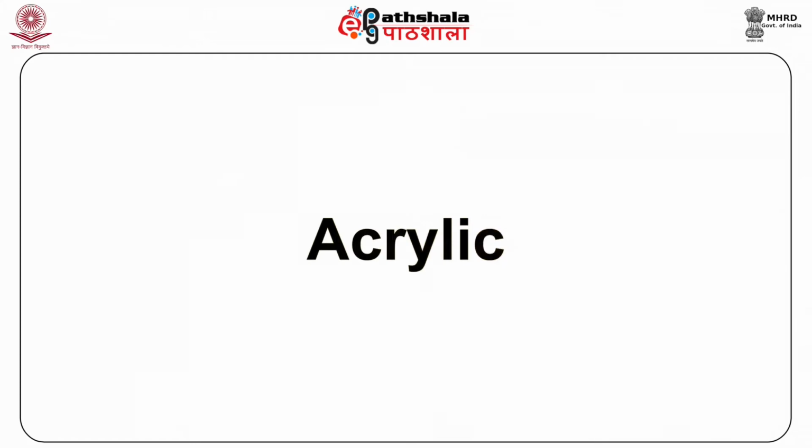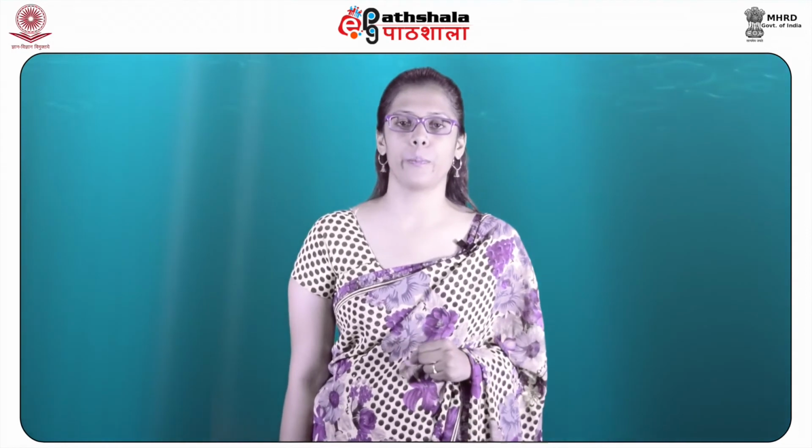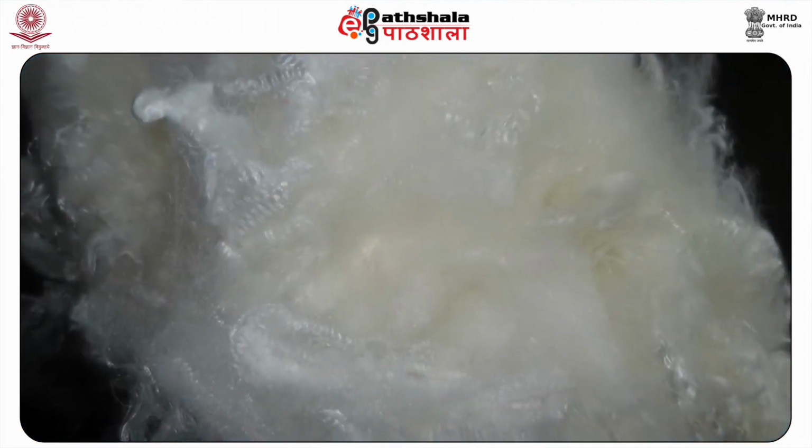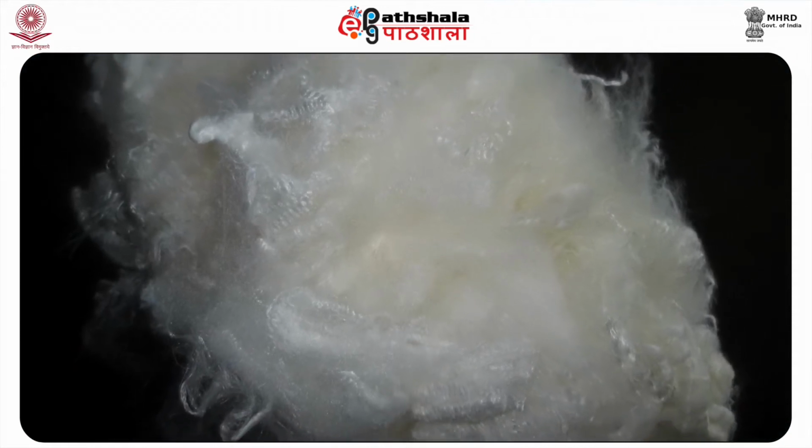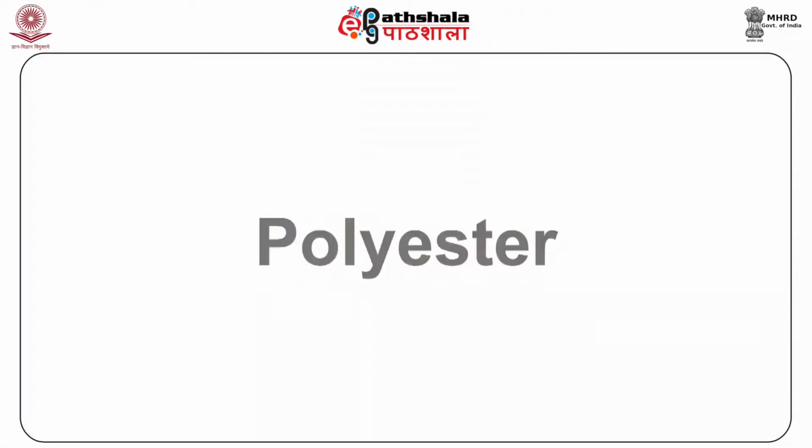Acrylic. Acrylic fibers are obtained from petroleum. These fibers are dog bone shaped with actual cut ends that can be viewed under a microscope. The fabric made from these fibers is light in weight, warm and quick to dry. Next is polyester. Polyester is derived from petroleum.